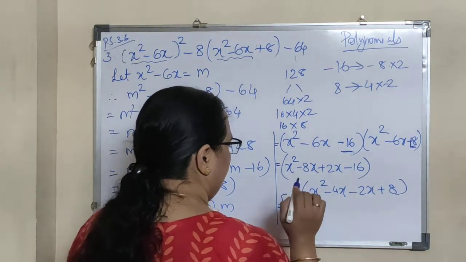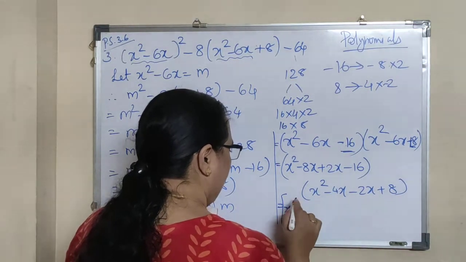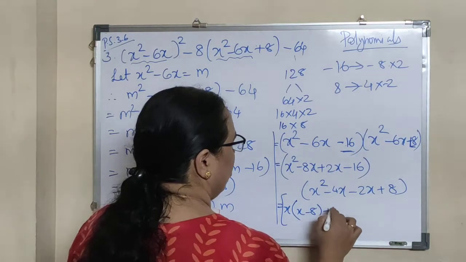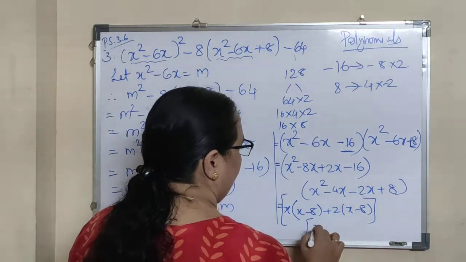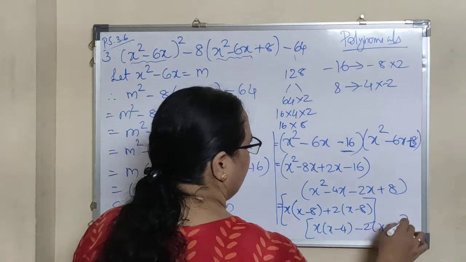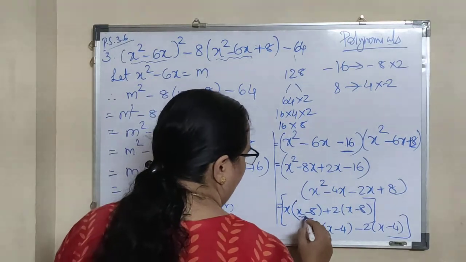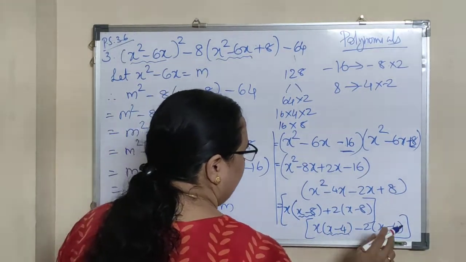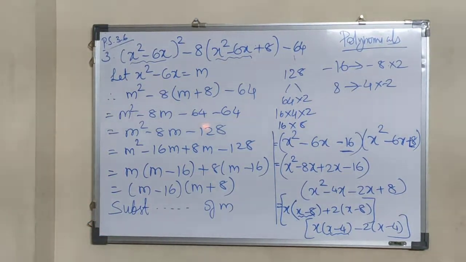Here we put it in the cross box. x minus 8, 2 is common, x minus 8. Box is closed. Next box, x minus 4, minus 2 is common, x minus 4. So what do we get? Very good. Okay, (x minus 8)(x plus 2)(x minus 4)(x minus 2). Have you got the answer? Yes. Good. So I have done 3 sums for you.